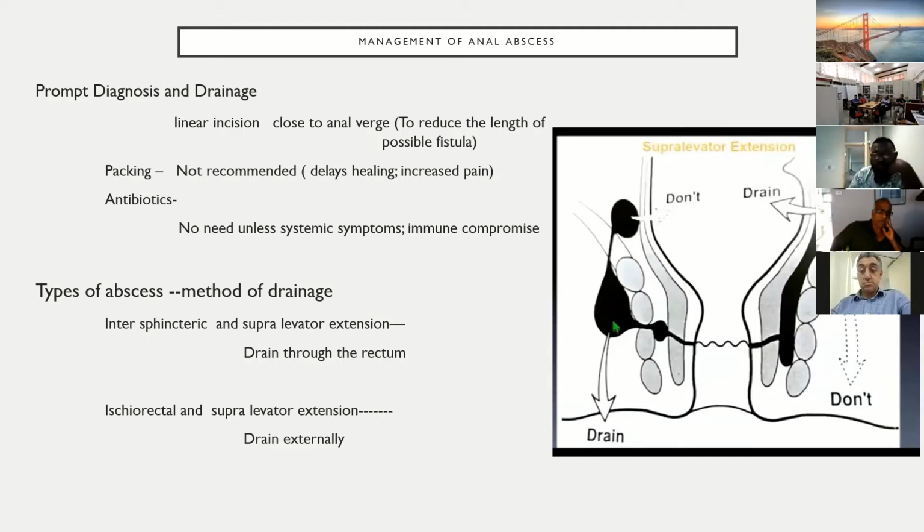So method of drainage in different types of abscesses, as the picture shows: if it is an intersphincteric or proximal extension of it, it is best to drain it into the anus or the rectum to prevent fistula formation, whereas for ischiorectal or supralevator extension, you drain them externally. Even though there will be a lot of swelling in the ischiorectal area, sometimes it's hard to find where the abscess cavity is. So you could explore it with a large bore needle until you get an aspiration of pus, then you can drain on that side.